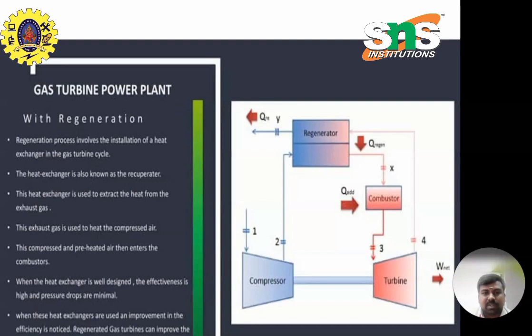So, the gas turbine power plant with the regenerator. The regeneration process involves the installation of a heat exchanger in the gas turbine cycle. The heat exchanger is also known as the recuperator. This heat exchanger is used to extract heat from the exhaust gas. This exhaust gas is used to heat the compressed air. This preheated compressed air then enters the combustion chamber. When these heat exchangers are used, an improvement in efficiency is noticed. Regenerated gas turbines can improve the efficiency of the gas turbine power plant.